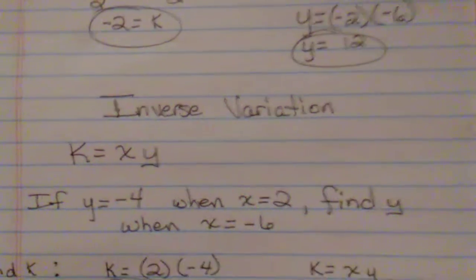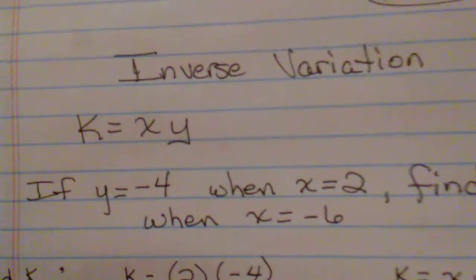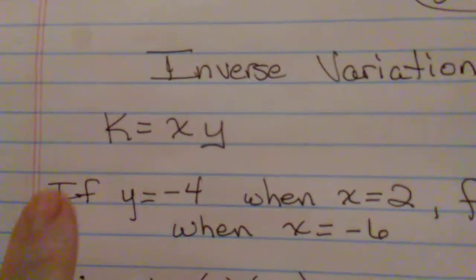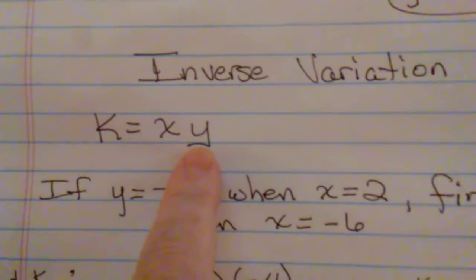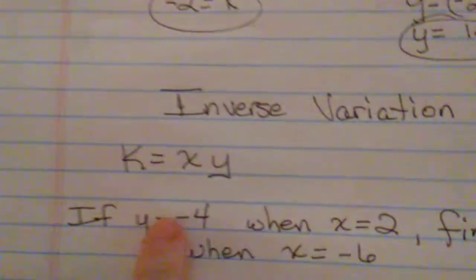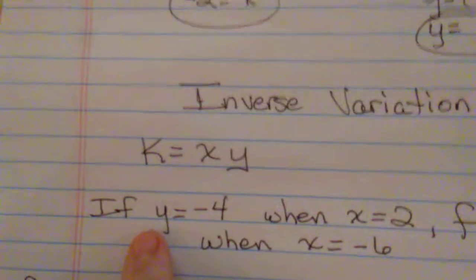Let's move on to inverse variation. Now, inverse variation is a different equation. And this inverse variation equation is k equals xy. Always, always, always, you want to find k first. You always want to do that.